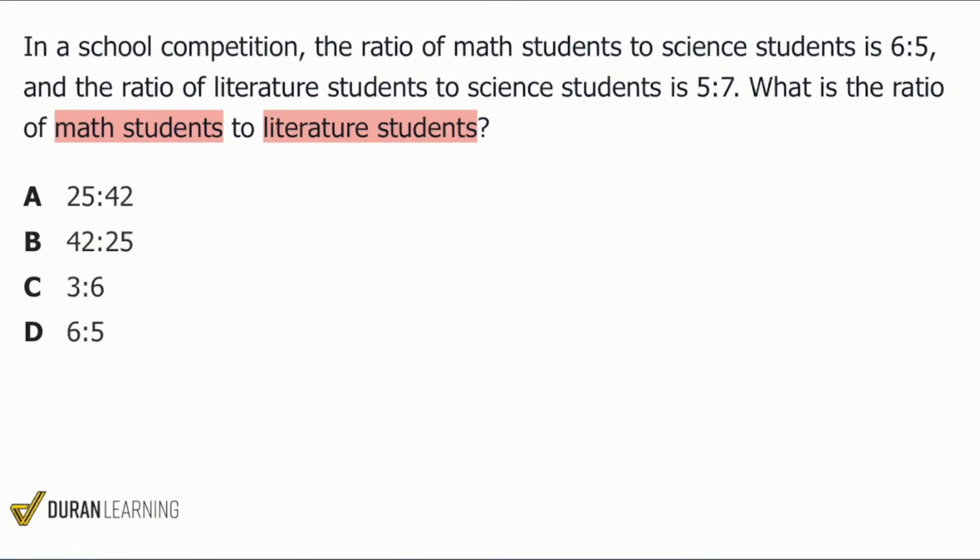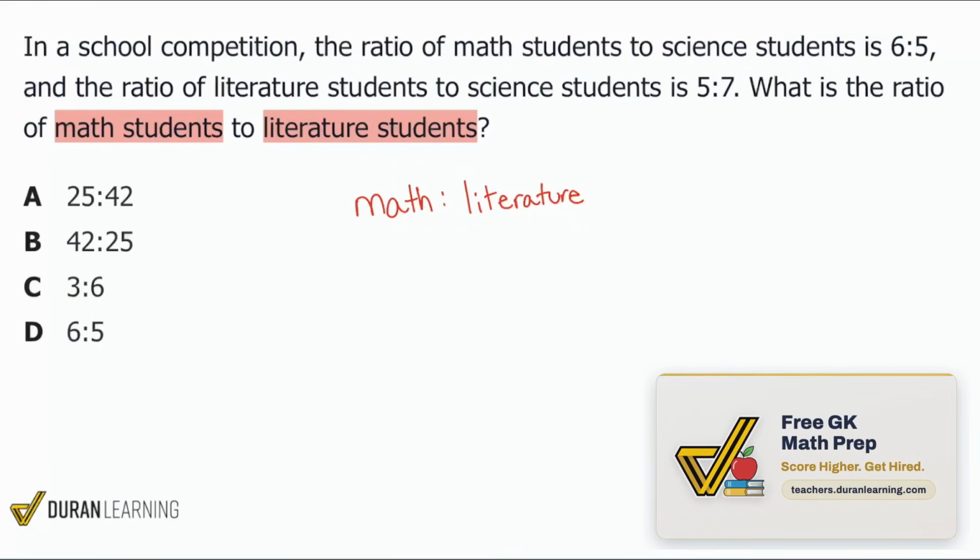So let me show you what the problem is with this chain ratio question if we were to try to do that straight up. So first what I'll do is I'll just make it very clear. I want the comparison between math and literature. Perfect. So watch what we have here. Let's read this together. In a school competition, the ratio of math students to science students is 6-5. Okay, let me read that again. The ratio of math to science, not math to literature, math to science, is 6-5. Okay, cool. Let me write that down right over here.